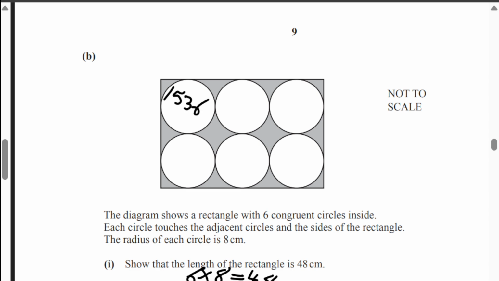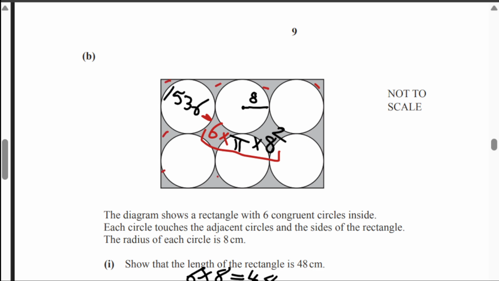1536 minus the area of the 6 circles. The area of the circle is pi r squared. If the radius is 8, it's going to be pi times 8 squared. And there are 6 circles, so it's 6 times that. Now if we do 1536 minus this, it will give us the shaded area, all of these.